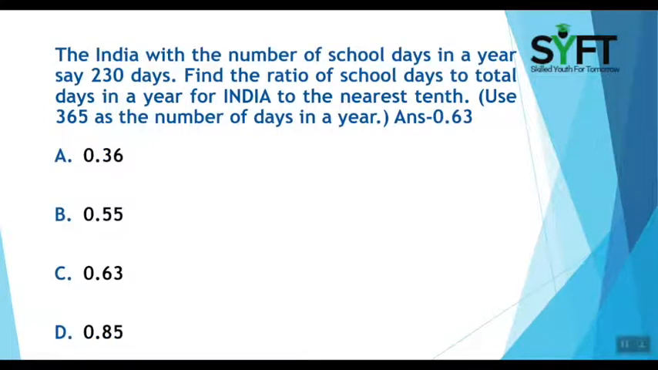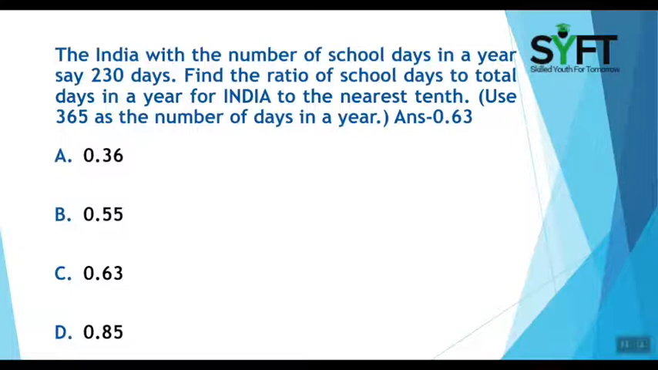In India, the number of school days in a year is, say, 230 days. Find the ratio of school days to total days in a year to the nearest tenth. Use 365 as the number of days in a year. See here what we have to do. 230 is the number of school days, out of 365. So we can divide 230 by 365 and it will give 0.6.